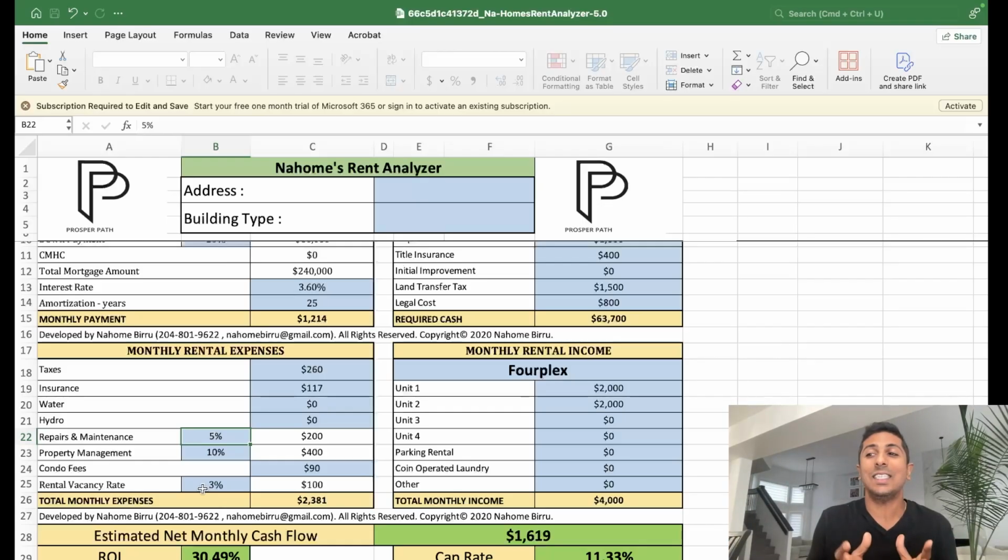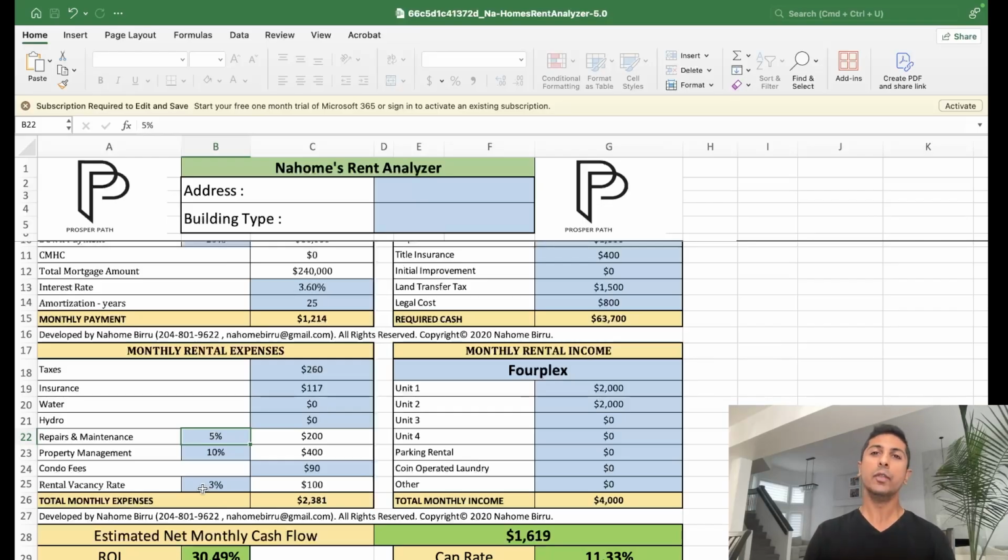This is not that you're going to spend this every single month, but you want to have this money set aside in case a tenant moves out, or someone couldn't pay their rent and you had to evict them, and now the property is sitting empty for a month. You want to account for those costs. Even if you don't have a rental vacancy every single month, you want to put that in, and you're being conservative.